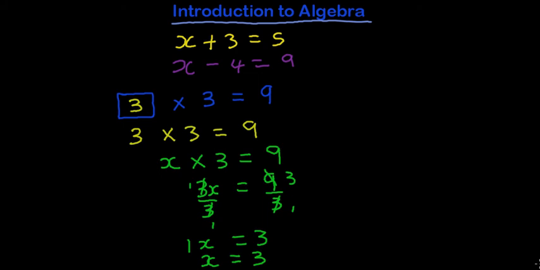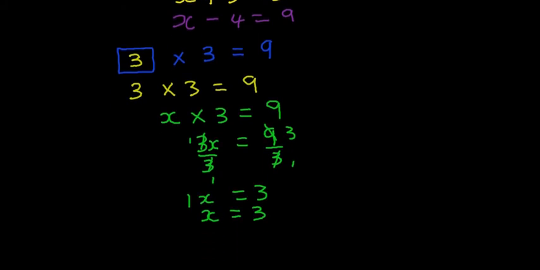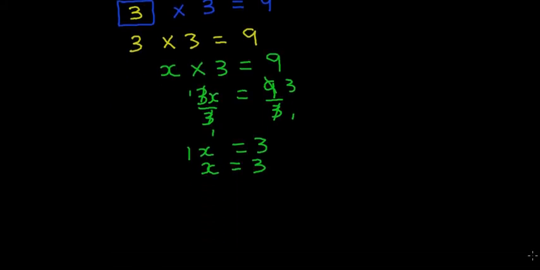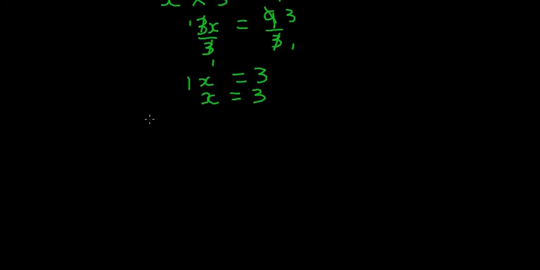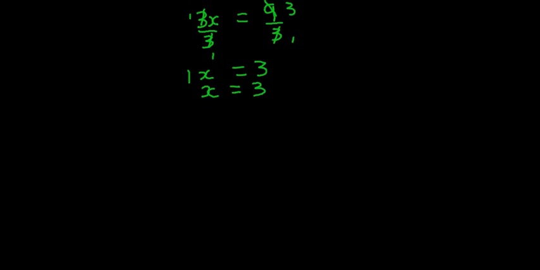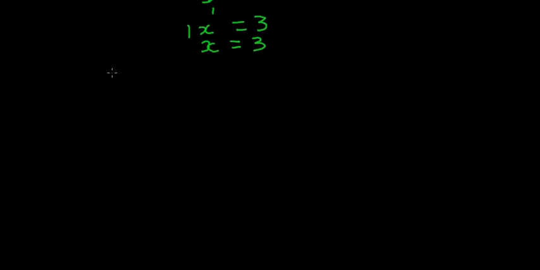Okay, so let's solve another question. We have 2x equals 8. To have this x alone on this side, we'll divide both sides by 2.